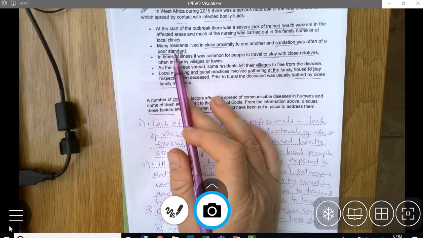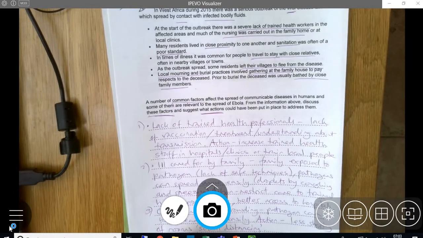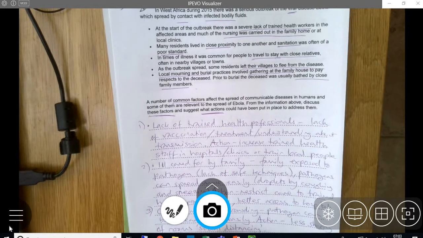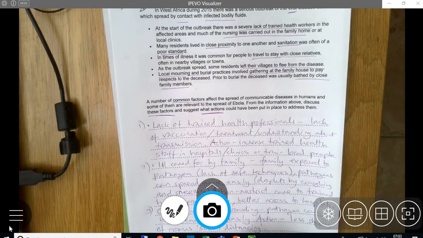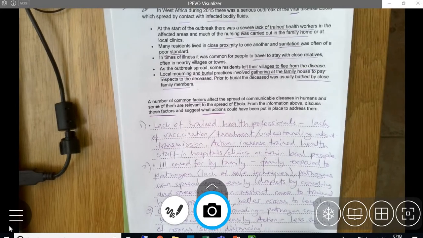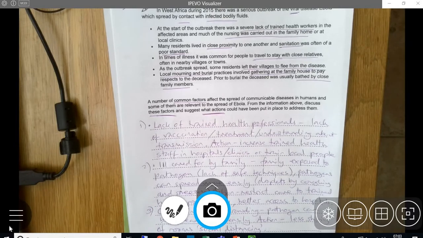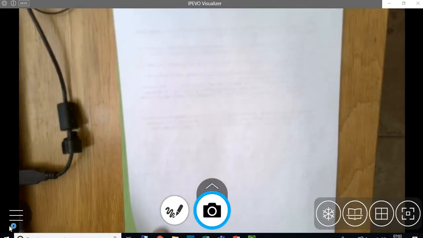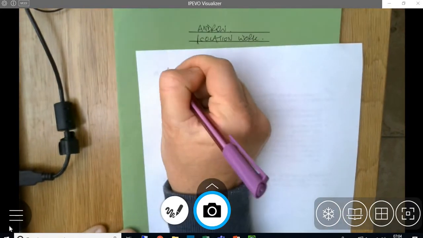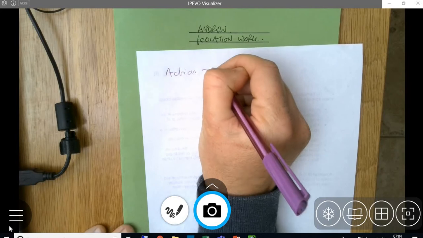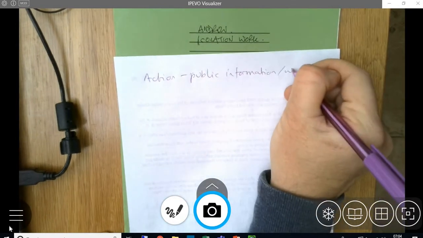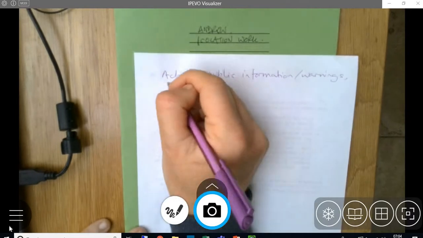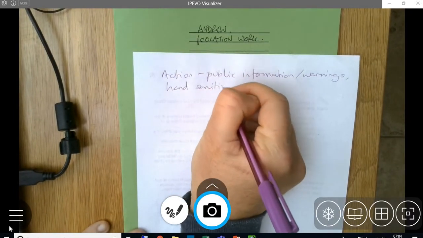Number four, we go working through these. Okay, poor standard of waste disposal, poor sanitation, so easy to pick up pathogen. I'm going to go on to the next, over to the next page. Possible action, therefore, would be to maybe use public information. Yeah, like we have done here, public information or warnings. Hand sanitizers, etc.